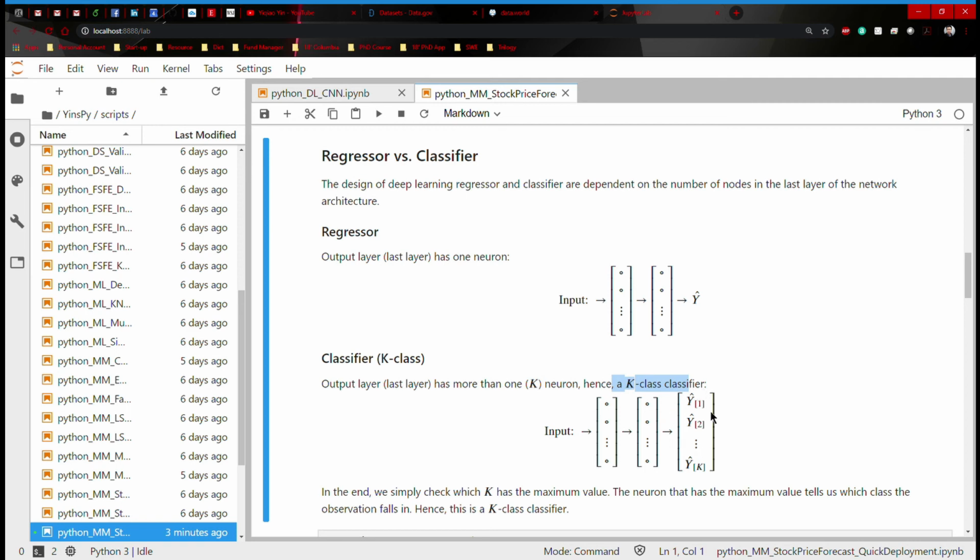Exactly what that looks like is in this last layer, we produce an educated guess of y hat on the first node and second node all the way to k node. And then we will check which of these values is the maximum. And the value that is maximum tells us exactly which class this observation falls in. Let's say I've done my math, and it turned out that y hat 1 has the maximum value out of all k neurons. Then this observation is going to be in class 1. And same with class 2, class 3, all the way to class k. And that's how we build a classifier instead of a regressor.